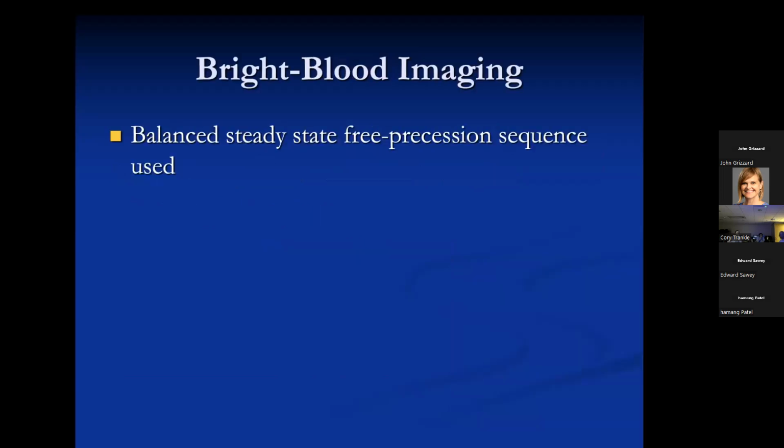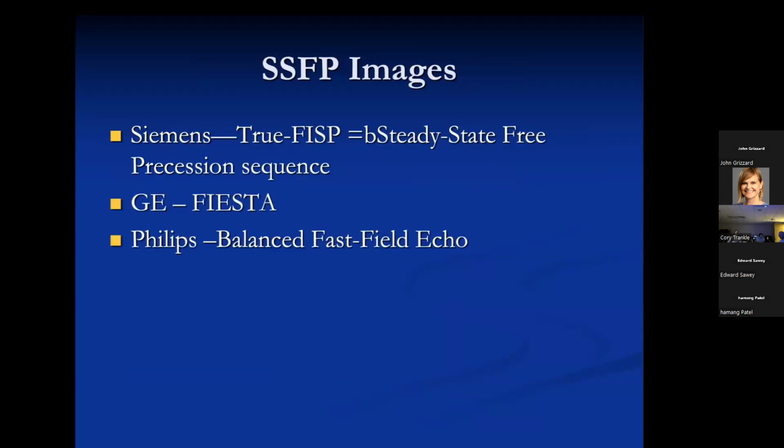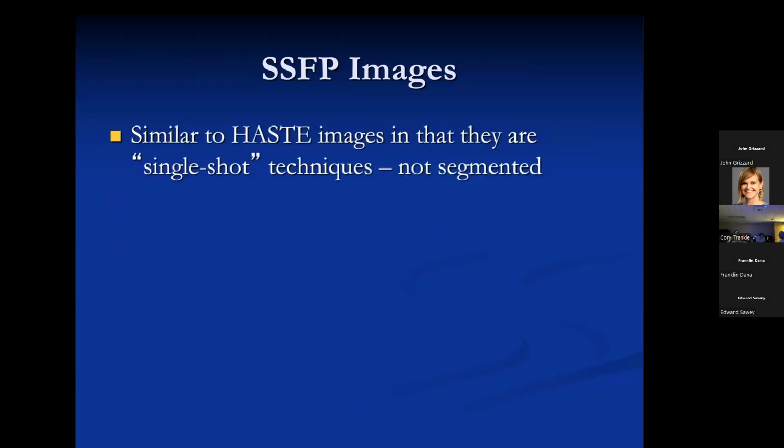So the bright blood imaging, how do we do that? Well, we use the steady state free precession sequence that I previously mentioned. Often we're using it in a cine mode where we're rapidly acquiring a series of images, but all in one location. What I'm going to discuss now is basically we're getting a single image at multiple locations. So it's almost the exact opposite. Here again are some acronyms. Siemens called it TrueFISP. Really, balanced steady state free precession is the generic name. GE is called Fiesta. Philips is balanced fast field echo. But they're all the same sequence, basically.